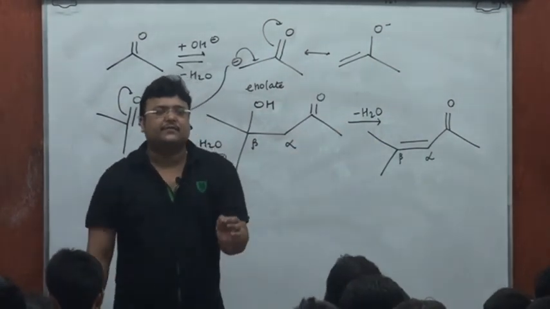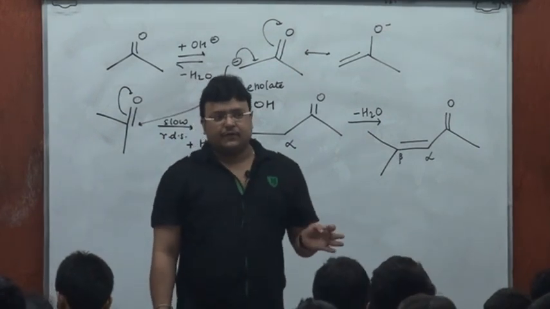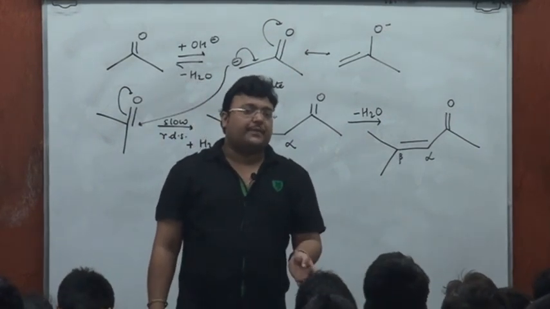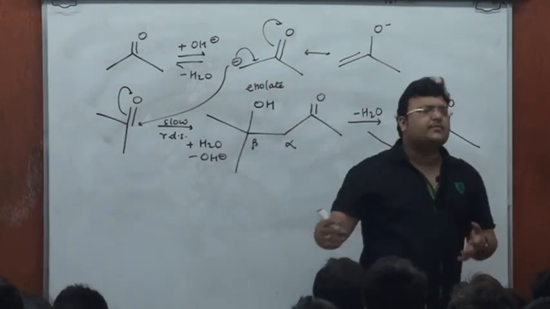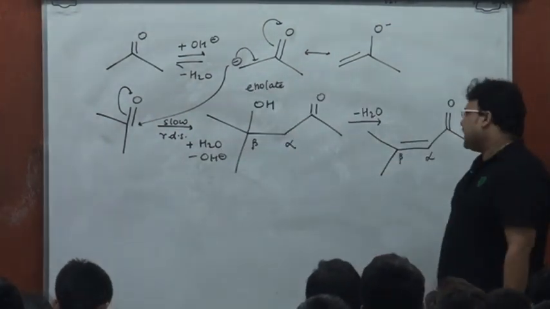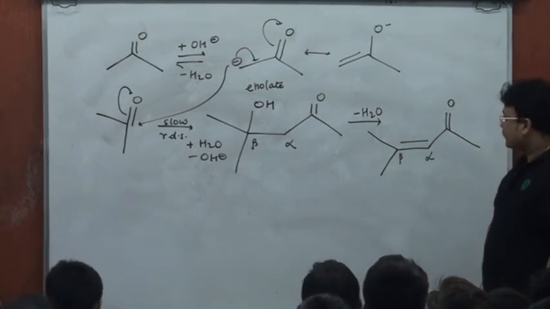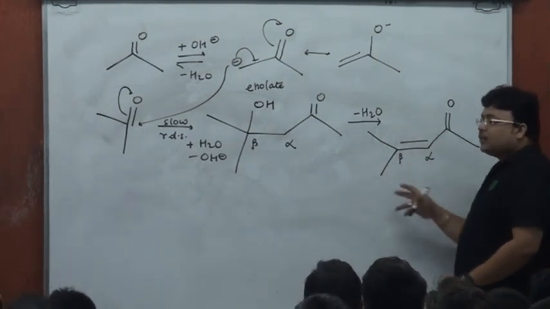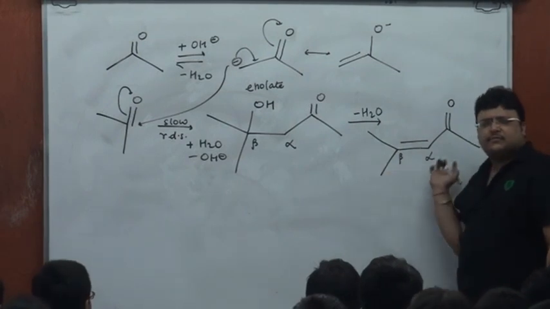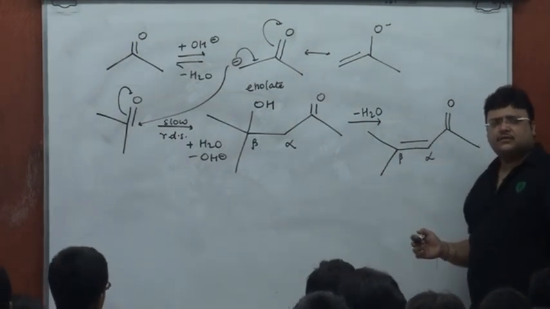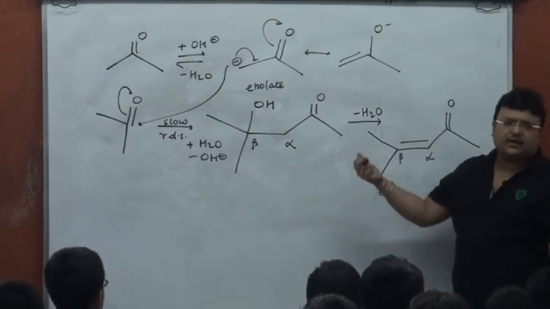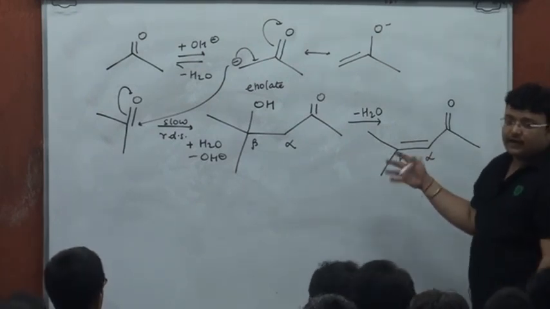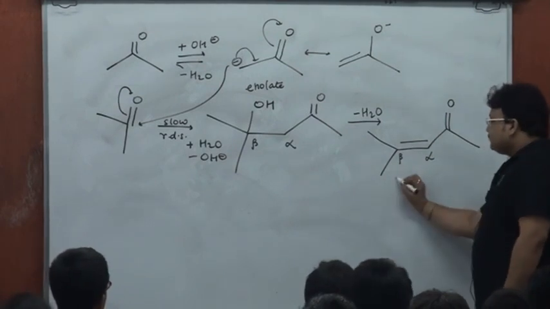For acetone the process will not stop here. It will carry on with a third mole of acetone acting as the acceptor. But before I go into that, what's this compound called? Very popular name. What's this compound called? This alpha beta unsaturated dehydrated product of the aldol of acetone.